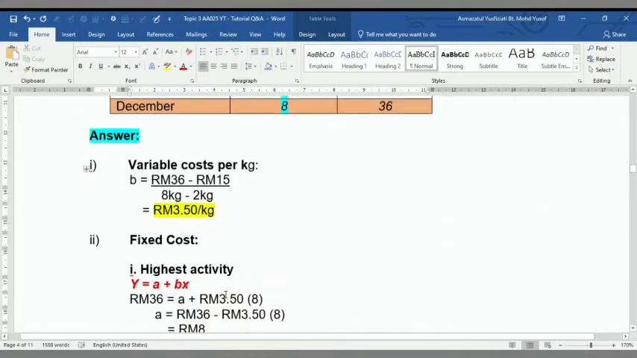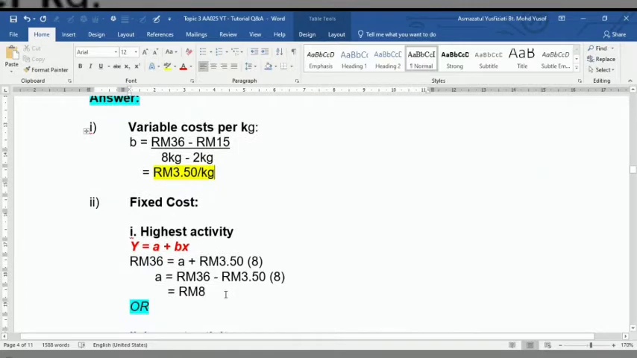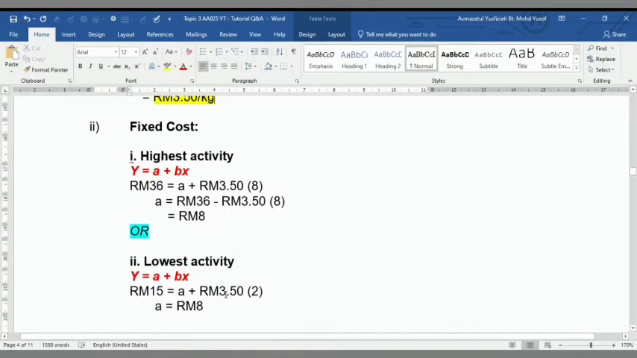Okay, after that, calculate fixed cost. To calculate the fixed cost, you can use the highest activity or the lowest activity. Okay, to calculate the fixed cost, use the cost function y equals a plus bx. If you choose the highest activity, the total cost for the highest activity is 36. That is the y. A is the fixed cost.